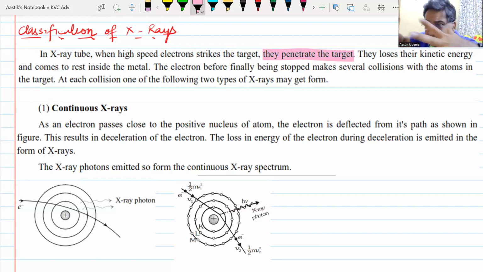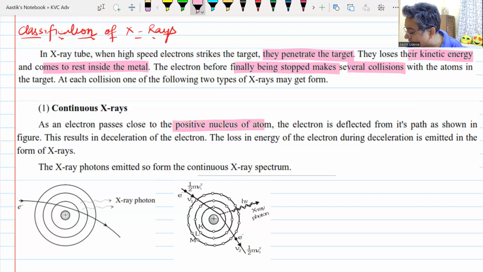Once they are getting inside this target, they are losing their kinetic energy, yes or no? And they might come to rest inside the metal. The electron, before being finally stopped, is going to collide with the atoms in the target. Yes or no? Now, there are two types of things that can happen. The first thing that can happen is because of the positive nucleus of the atom, the electron is deflected from its path. Do you see this electron getting deflected from its path?